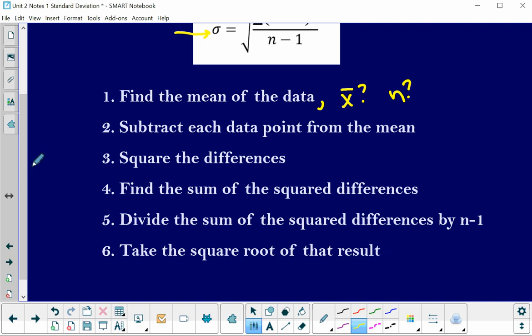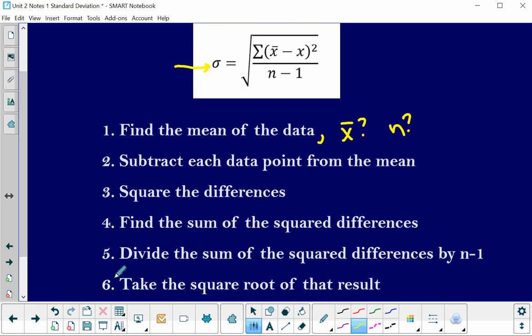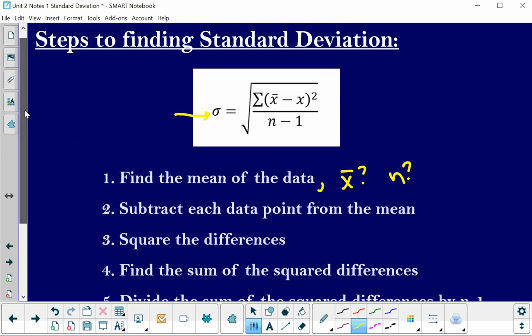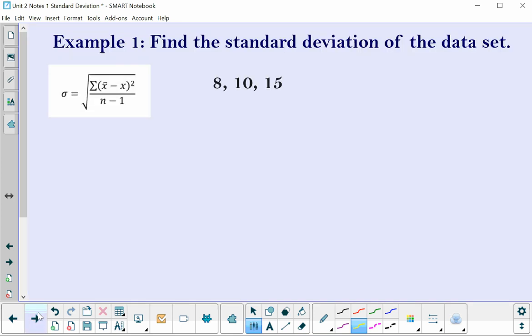So you've got two different ways of thinking of it. You can think of it in terms of following the step-by-step process, or you can think of it in terms of plugging it into the formula. And I'm going to show you examples of both methods. All right, so here we go. Let's take a look at example 1, finding the standard deviation of a data set. I'm going to use the step-by-step process here.